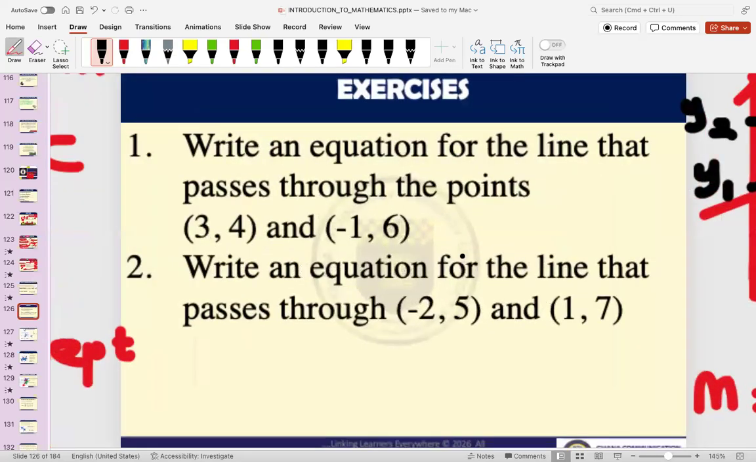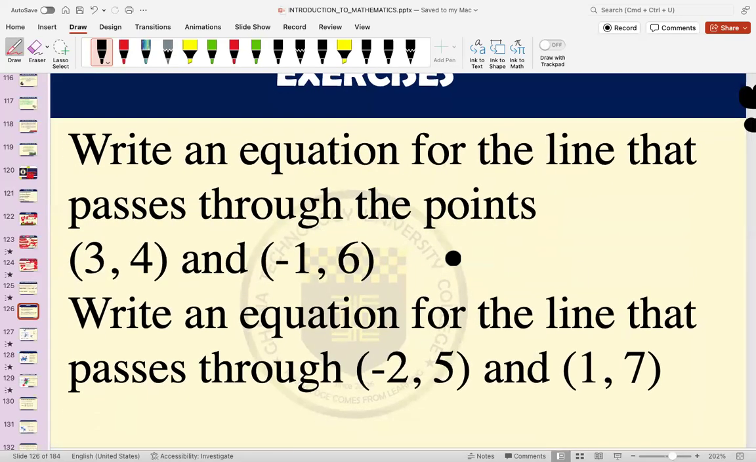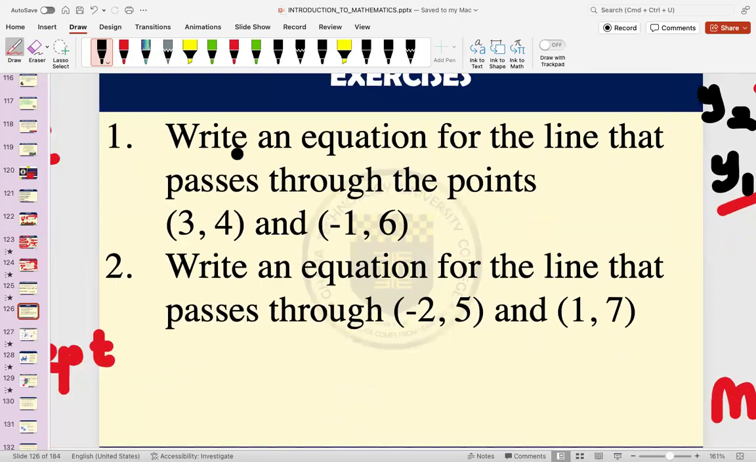These are the exercises. Now, the first one reads this way. Write an equation. It didn't say solve. Write an equation for the line that passes through the points 3, 4, and -1, 6. 2. Write an equation for the line that passes through the points -2, 5, and 1, 7.